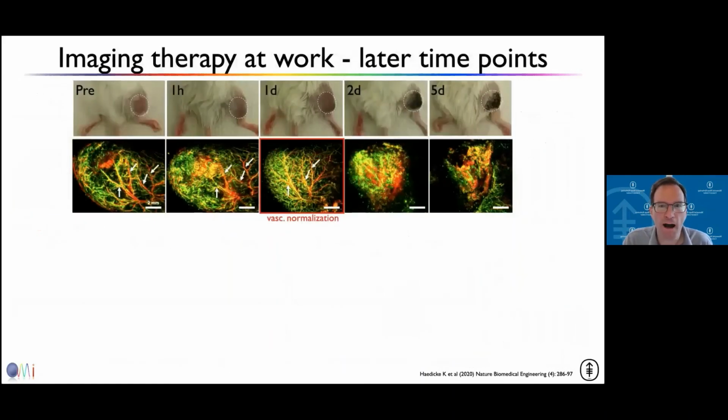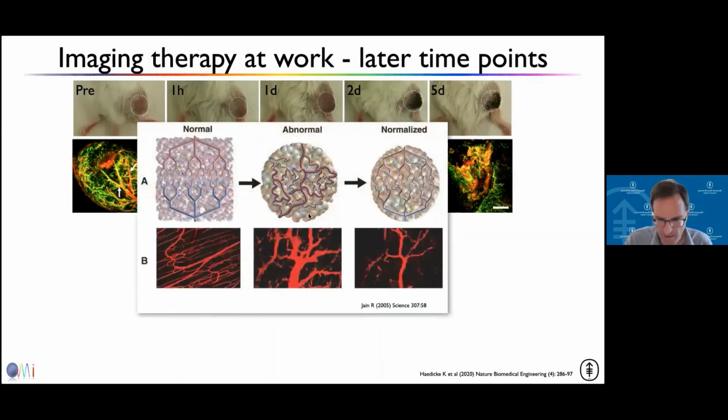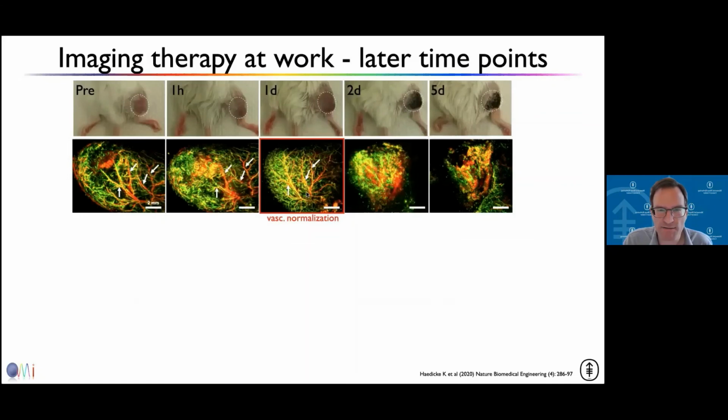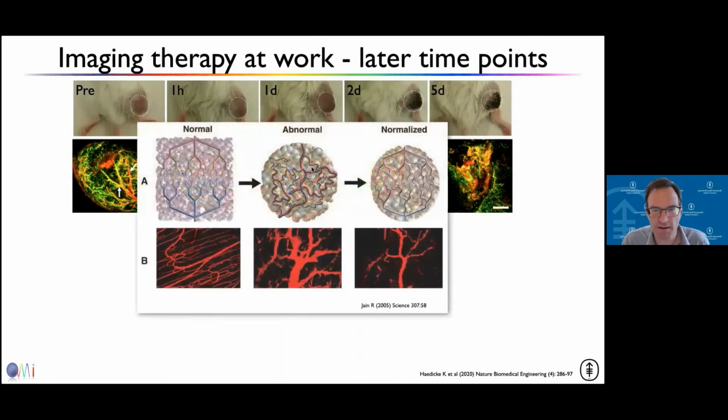Now, at later time points, at 1 day, it's interesting. At 2 days, 3 days, 5 days, you see how the tumor is basically falling apart. There are no vessel structures, and all you see here is hemorrhage, more or less. You can see that in the darkness of the tumor. Interestingly, at day 1, you see a nice, very pretty vascular tree. It's sort of what Rakesh Jain was always promoting, the normalization of the vasculature upon therapy.